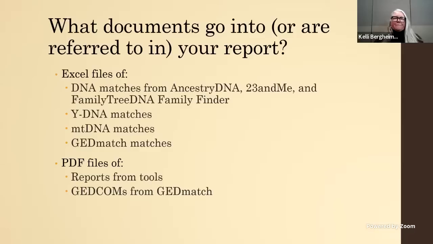So what kind of documents can go in your research report, whether it's DNA or otherwise? We're going to talk specifically about DNA, but Excel files. We all have match lists, some of which we can download from the testing companies. We might have Y-DNA match lists or mitochondrial. We might use GEDmatch. Maybe we have reports from the tools. So if you do use a tool at one of the companies and you right-click and print, at least on a PC, you could choose to save it as a PDF. Maybe that's something that you want to add to your report or make an appendix. Also, if I find GEDCOMs from GEDmatch or screenshots from any of the family history, family tree programs, I use those as well. So lots of different things can go in your report, and I'll show you some samples of those.